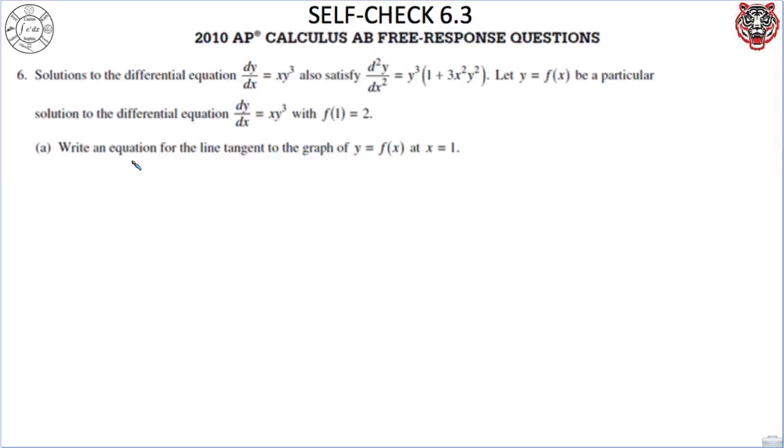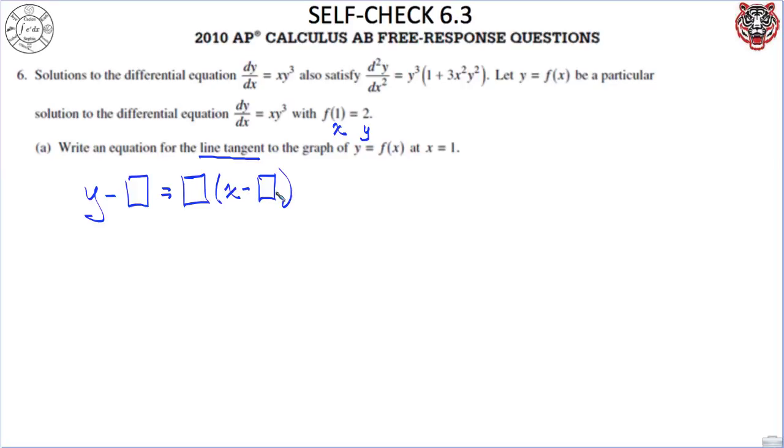We need to write the equation of the tangent line. Tangent line, you immediately want to think of y minus the y coordinate is equal to the slope times, in parentheses, x minus the x coordinate. All right, what does it give us? It gives us an x coordinate and a y coordinate. It also told us the x coordinate again here. So we already know these things.